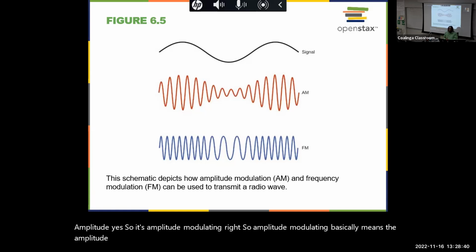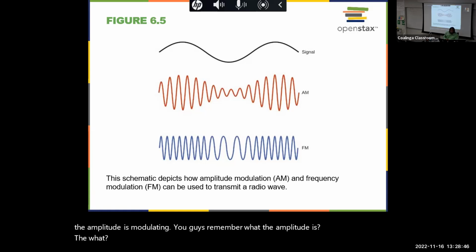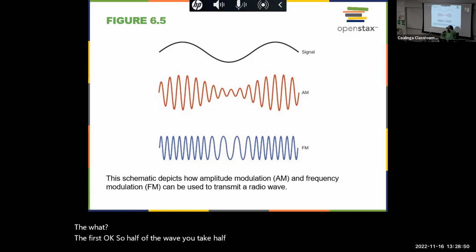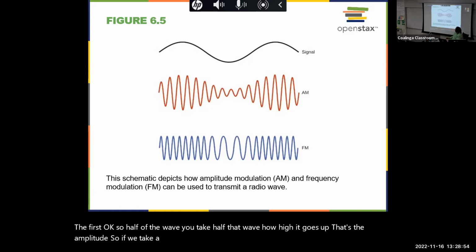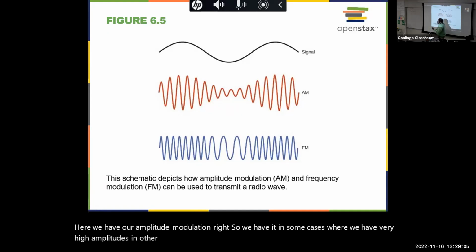You guys remember what the amplitude is? The first part of the wave. Okay, so half of the wave. Take half that wave, how high it goes up, that's the amplitude. So if we take a look, here we have our amplitude modulating, right? In some cases we have very high amplitude. In other cases, we have very low amplitude. But we notice that the wavelengths are changing.